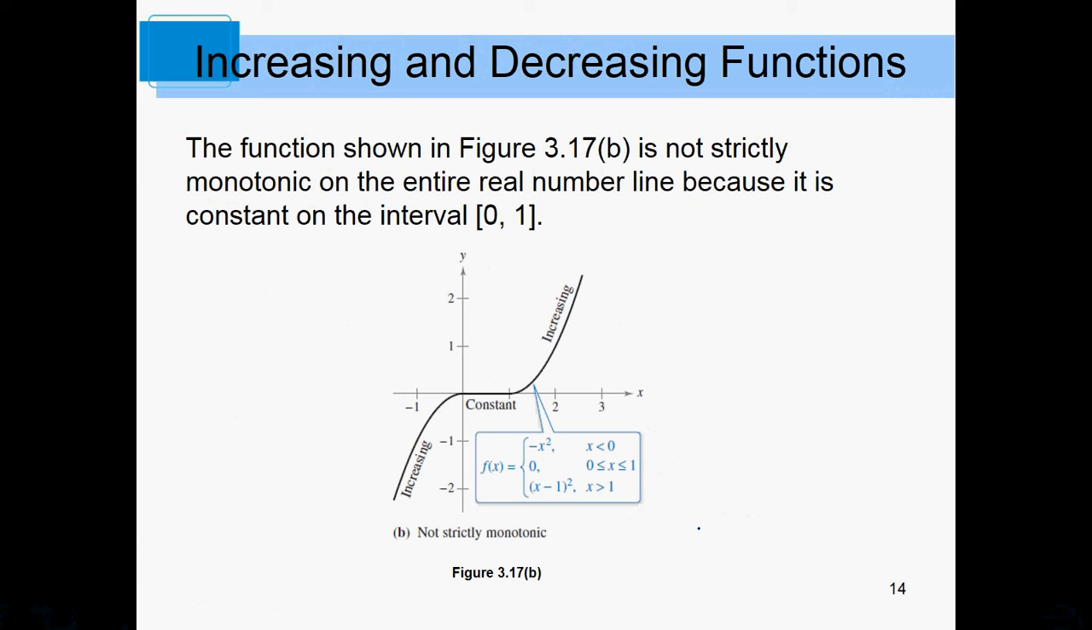Now, this function, they tell you specifically that from 0 to 1, it is constant. It has the value of 0. So here, we're increasing, constant, increasing. This is not strictly monotonic because it has a portion that is not increasing, that's constant.